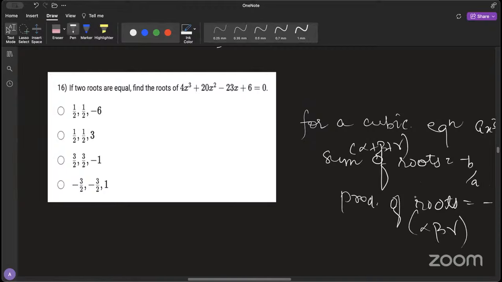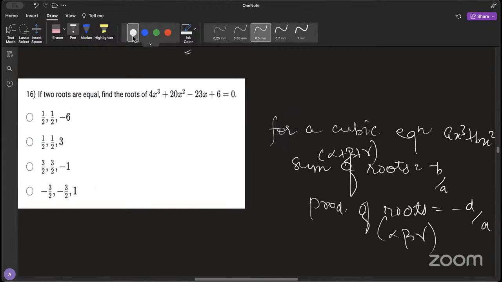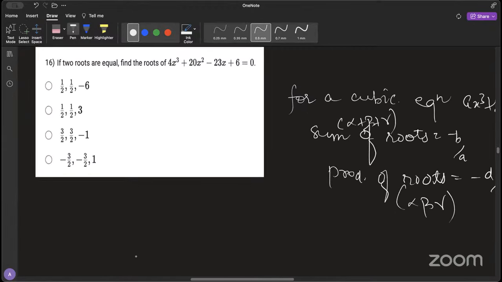So if you don't want to use this information, then how do we proceed? You have two equal roots. That means you will have x minus k squared dividing this thing, right?